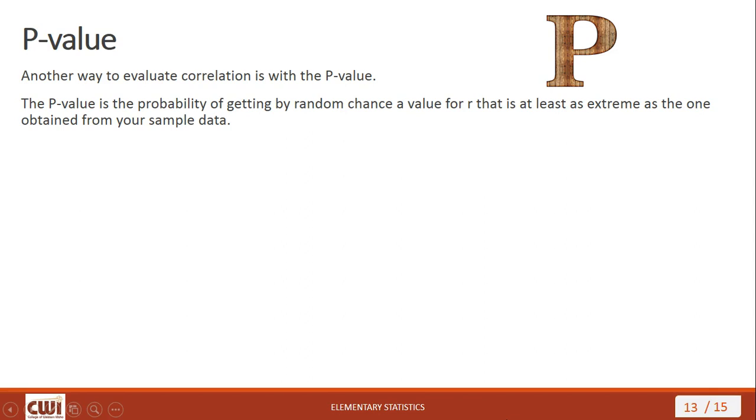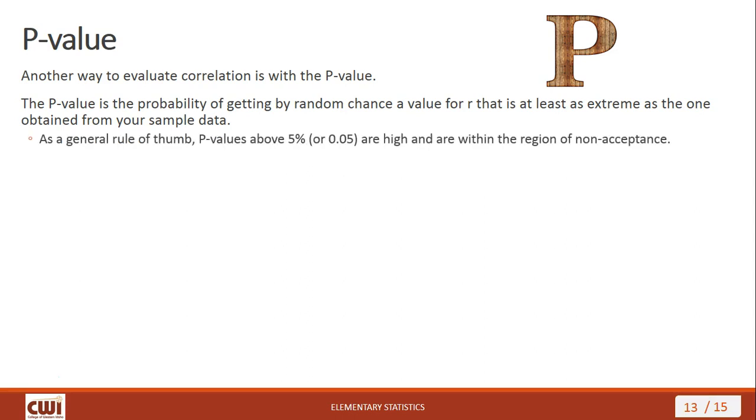There's another way to go about supporting the claim of correlation, and that is with something called the p-value. Technically, the p-value is the probability of getting, by random chance, a value for R that is at least as extreme as the one obtained from your sample data. That's a really highfalutin statistical definition, so let's break it down for you.